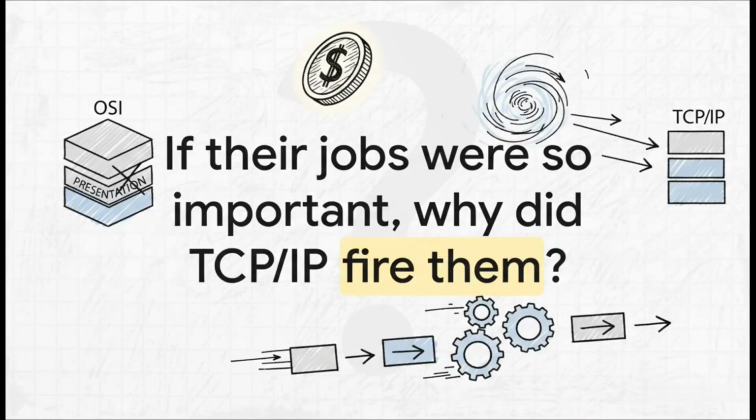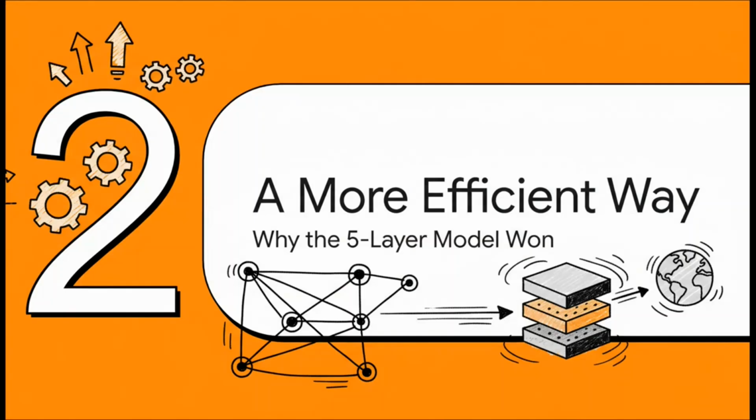Right? This is the million-dollar question. If managing sessions and translating data are so obviously crucial, why on earth would the practical TCP/IP model just get rid of the layers designed to do exactly that? It feels kind of backwards, but believe me, there's a very logical, very efficiency-driven reason behind it. So let's look at the justification. Let's make the case for why this leaner, 5-layer model ultimately won out in the real world and became the blueprint for the internet we all use today.